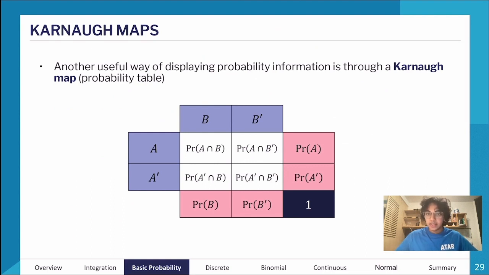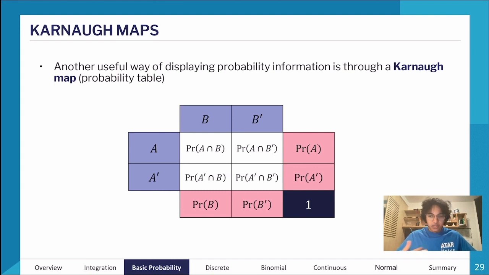Another way we can display things, apart from a Venn diagram, is known as a Kano map. Kano maps aren't explicitly on the study design, I want to make that clear, but I think they're a really good way of representing these questions, and they really helped me during my exam. There was a need to do a Kano map, and a lot of my friends didn't love that question. I didn't like it either, but a Kano map helped me get through it.